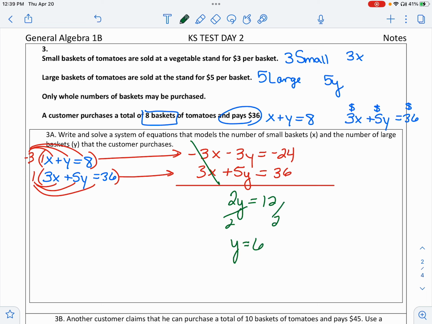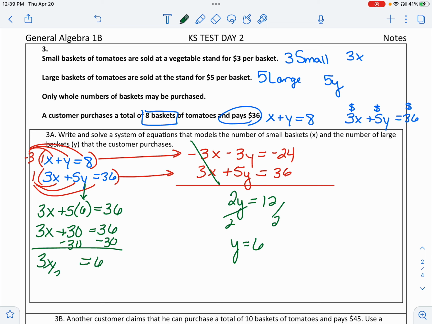Now I've got to get x, and you guys are so good at this. So I'll just use 3x plus 5y, which is 6, equals 36. So I put y in as 6. 3x plus 30 equals 36. Take away 30. 3x is 6. Divide by 3, x is 2.